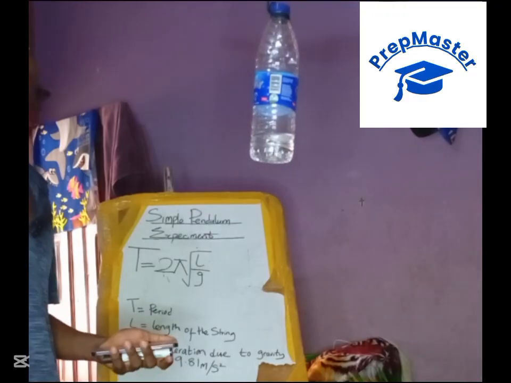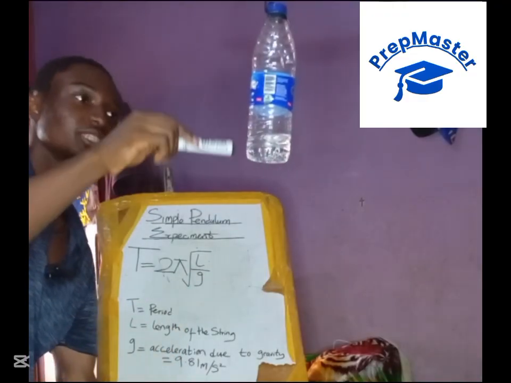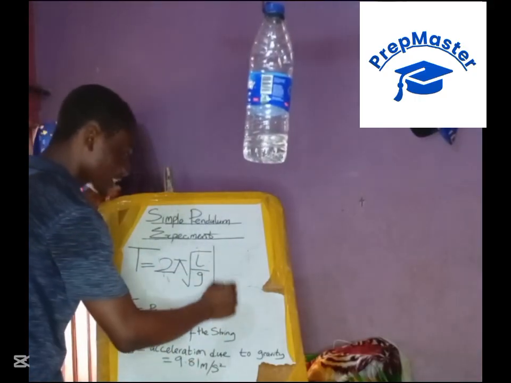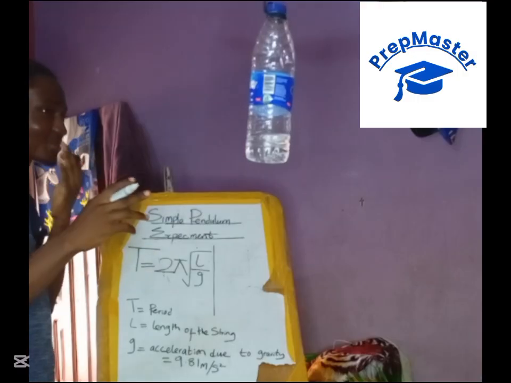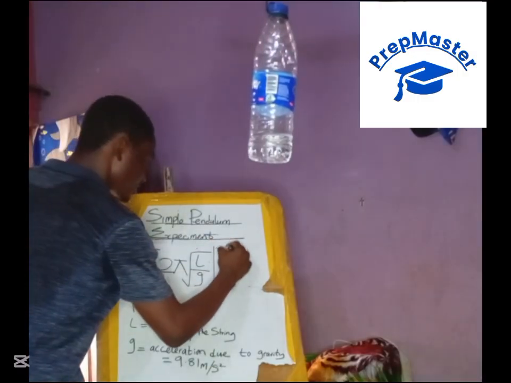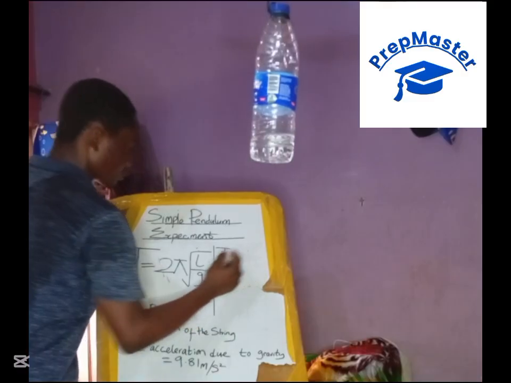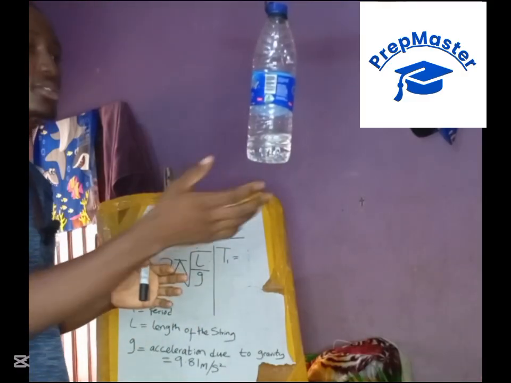Now let's start this experiment. First of all, we want to take 10 oscillations of this pendulum. We want to take two periods of oscillation for this pendulum. We'll call the first period of oscillation T1, and we'll just leave that there. We don't know it yet. So now we want to do 10 oscillations.